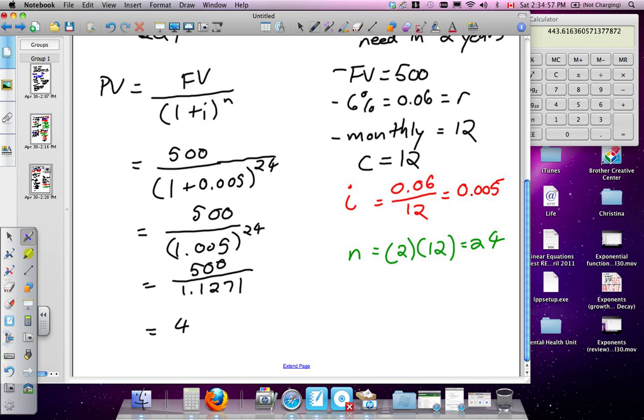So according to this, do you know what this is saying to me? We're going to round it to here. We always round money to 2 decimal places. Do you know what that means? If I need $500 in 2 years, what is this amount telling me? It just means I need to have $443.62 right now. I need to put that much money in the bank so that in 2 years I'll have $500. Okay. That makes sense?